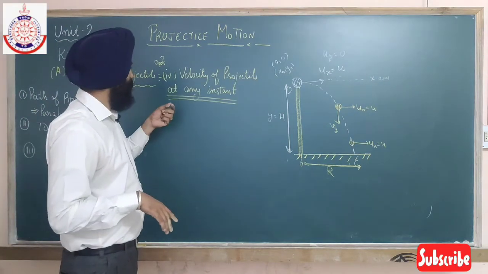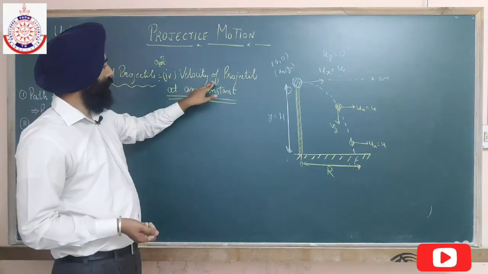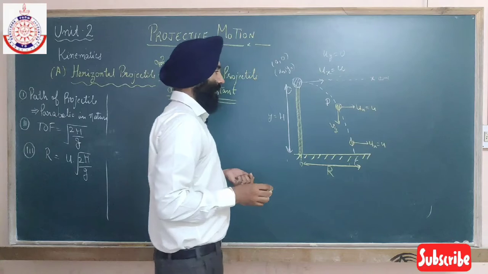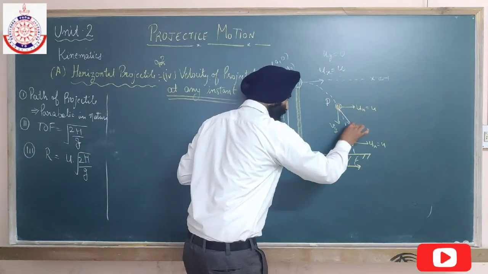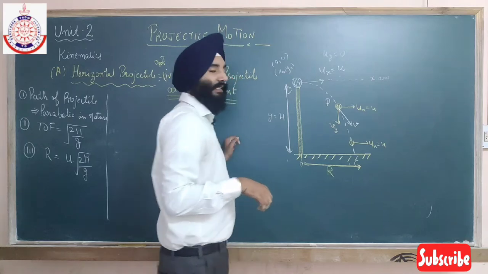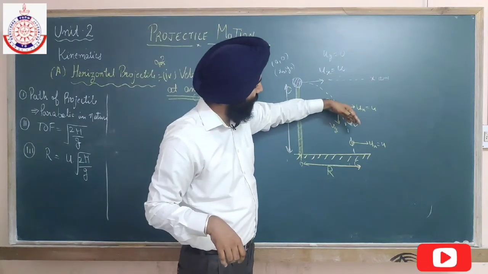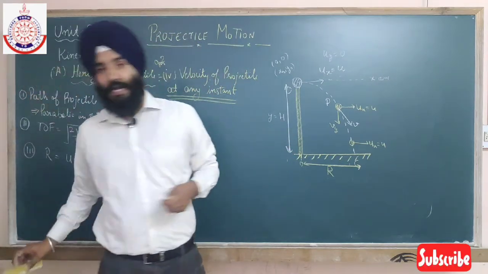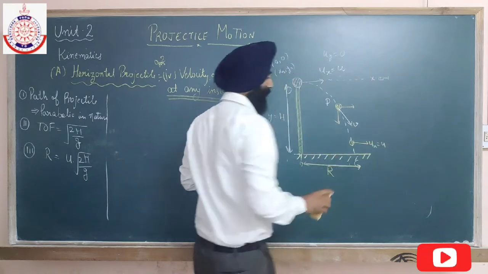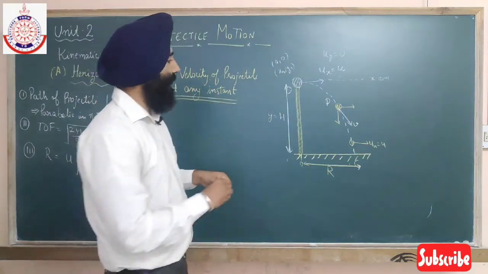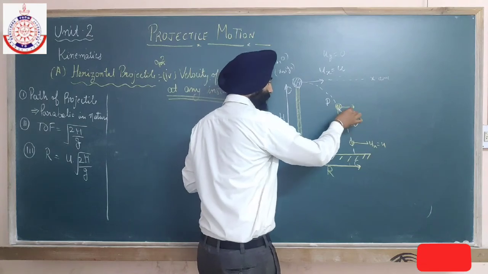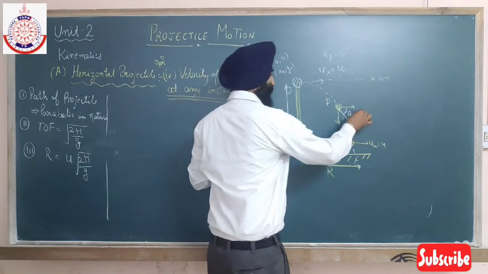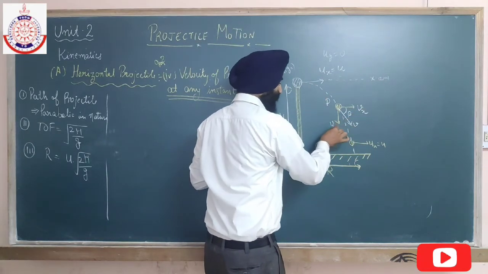Okay students, now we have to find out the velocity of the projectile at any instant, at any point. Suppose here is a point P and this object is moving with velocity v in this direction. Fine. So when I resolve the components, here I have two components. One is vx, another is vy. I am talking about instant velocity. This velocity is making angle beta with the horizontal line. And here is the x component of the velocity and this is the y component of the velocity.